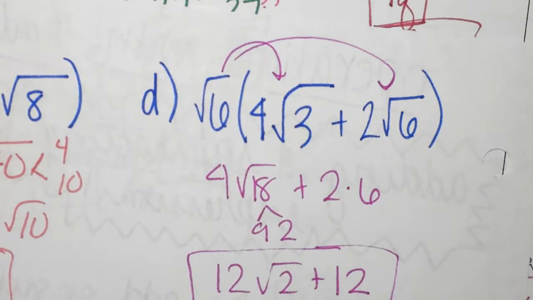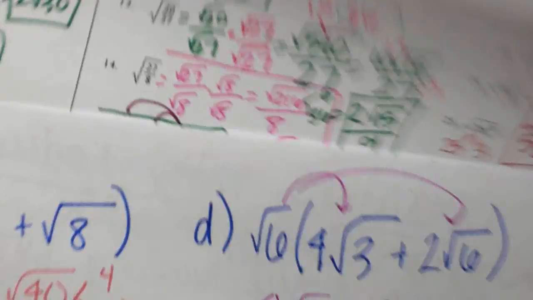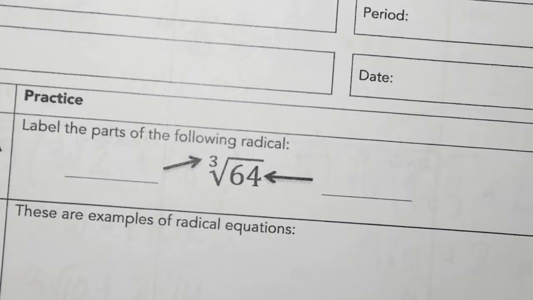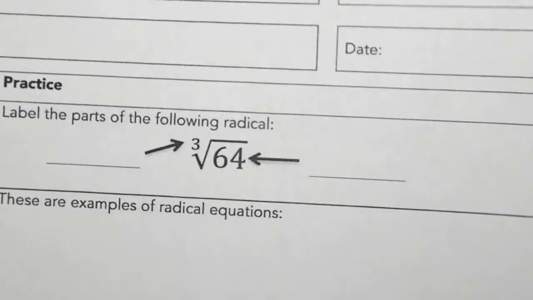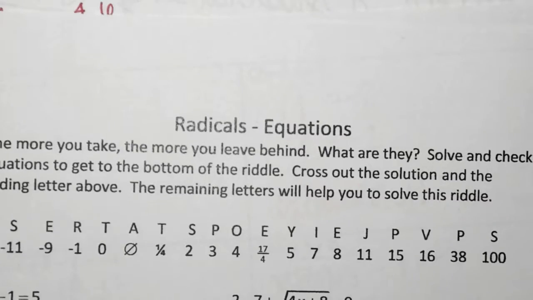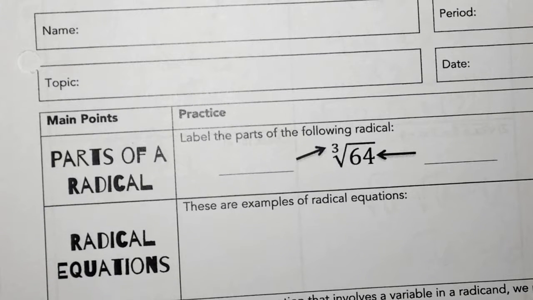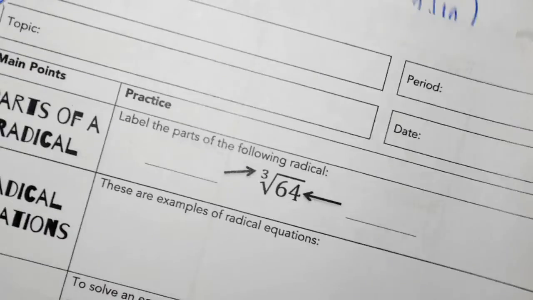Alright, so please get out this page right here. You have 2 pages that you should have on your table. You have one that looks like this, and then you have one that looks like this. This is radical equations at the top. Did I put both of them on your table or just one? Which one are you missing?